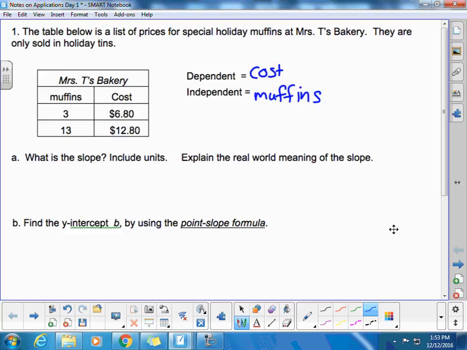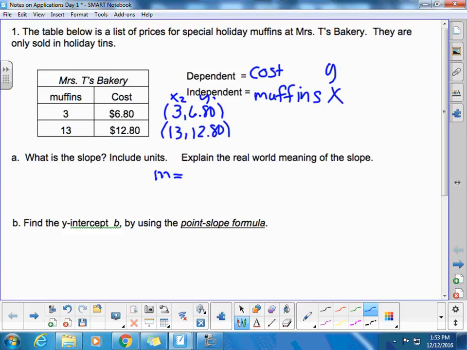Remember, if we have 2 points, we can figure out a slope. Independents are x's usually, dependents are y's. So this point is muffins 3 and 680, and this point is 13 and 1280. So slope m equals rise over run, so change in y's.